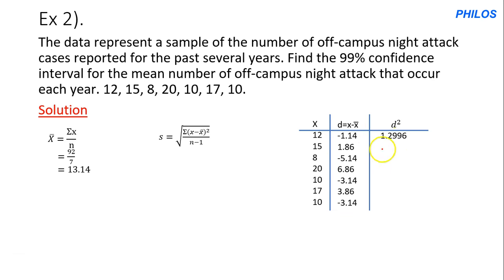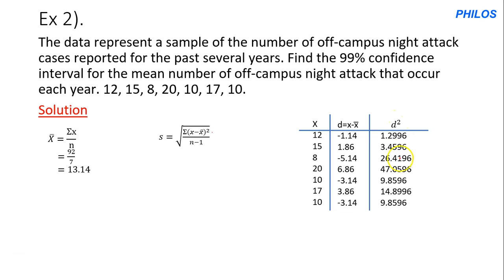Then 1.86 square will give you positive 3.4596. Negative 5.14 square will give you 26.4196. 6.86 square will give you 47.0596. Negative 3.14 square will give you 9.8596. And then 3.86 square will give you 14.8996. Negative 3.14 square will give you positive 9.8596. Please check that with your calculator also. If I've made a mistake, you can let me know.